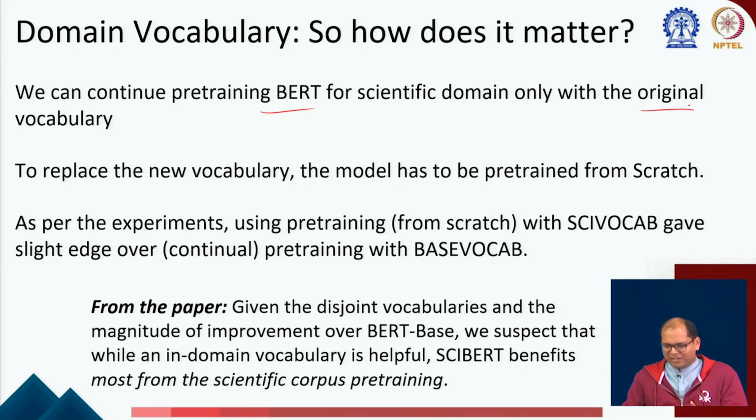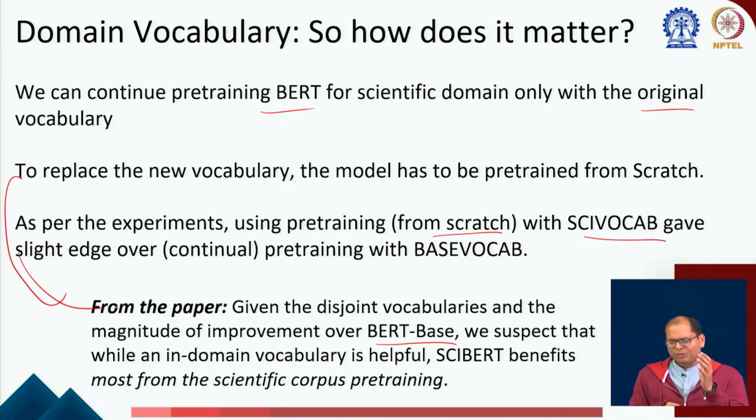In their experiments, they found that training from scratch with SciVocab gives slightly better results over continual pre-training with the base vocabulary. But the authors themselves said that, given the vocabularies were very disjoint, and given the kind of improvements they were seeing over BERT, they found improvement with both models. They said in-domain vocabulary is helpful, but the main benefit comes from the scientific corpus pre-training. So this is very clear: if you can pre-train on your own corpus, on your own domain, it's always beneficial.